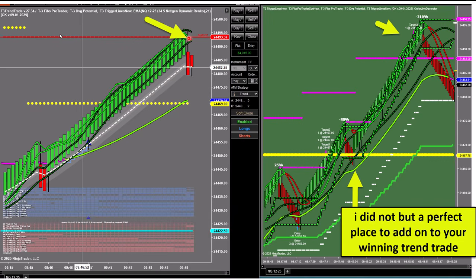And again, it was a great win for the system, but you could have doubled down and made a whole bunch more money with that perfect look right there for another trend trade, especially with one-to-ones right at the trigger's edge. Love that.